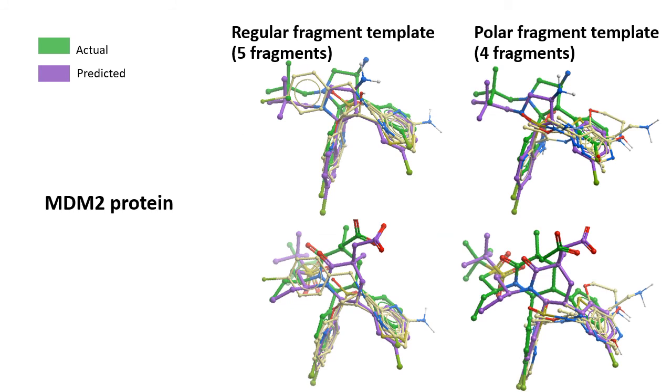I then compared how accurate the predicted ligand orientation was using a regular fragment template versus a polar fragment template. The polar fragment template for MDM2 was able to predict the ligand orientation just as well as the regular fragment template, despite it having fewer fragments, 4 compared to 5, that cover a smaller area of the predicted ligand.